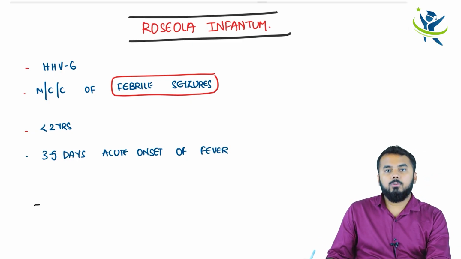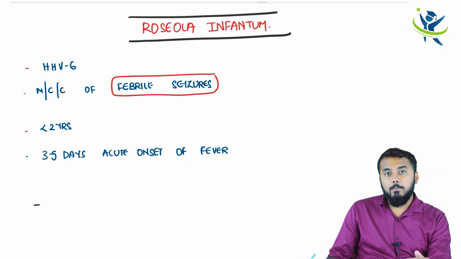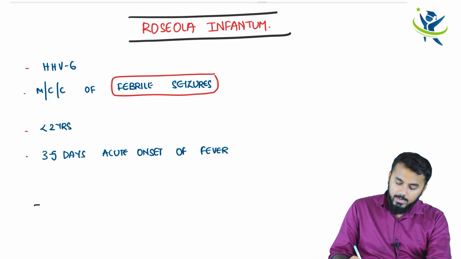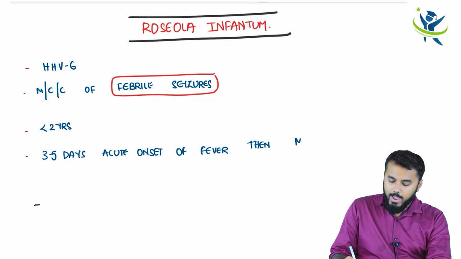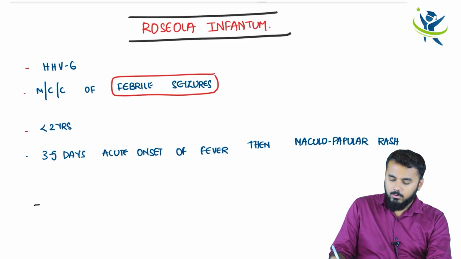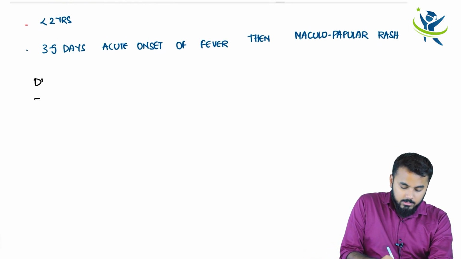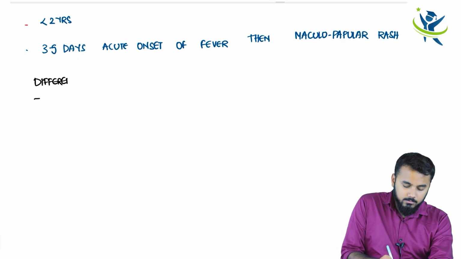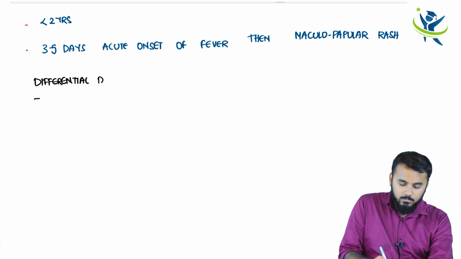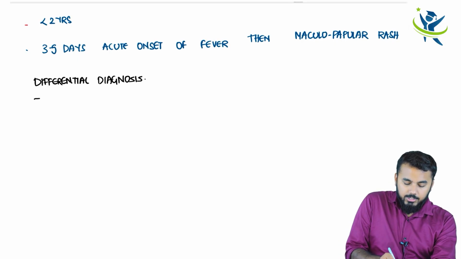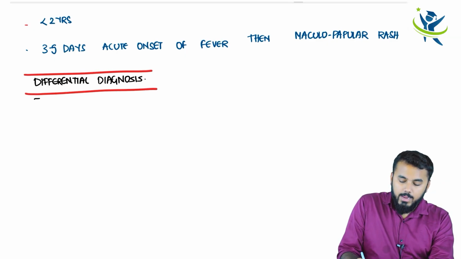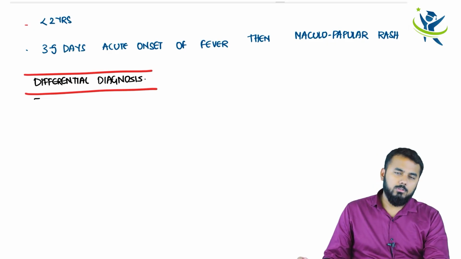And this acute onset of fever is then followed by what? A maculopapular rash. So first there will be acute onset of fever, then the patient will have maculopapular rash. Now when it comes to the differential diagnosis, you might be confused because maculopapular rash is also seen in rubella, and it is also seen in measles as well.